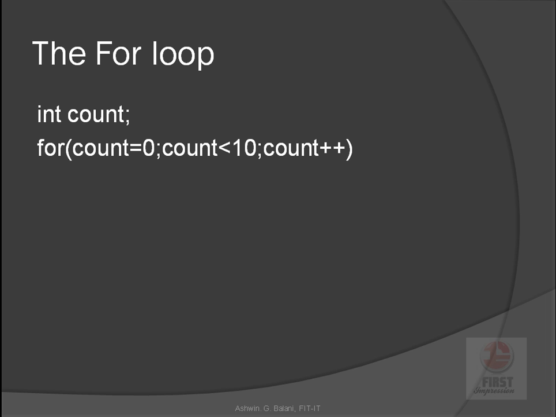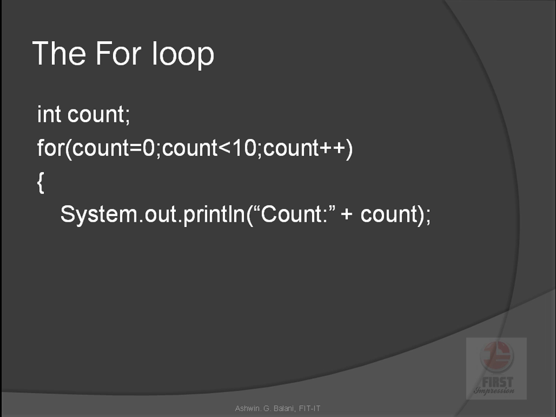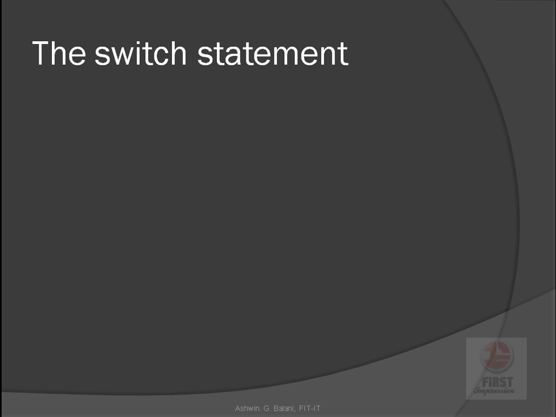That indicates that start the value of count with 0, loop this thing until count becomes 10 or until count is less than 10, and increment the value of count by 1 by saying count plus plus. Inside this, we'll just print out count as count. So we'll get the output as count 0, count 1, count 2, count 3, count 4, count 5, count 6, count 7, count 8, count 9. This was about the for loop.